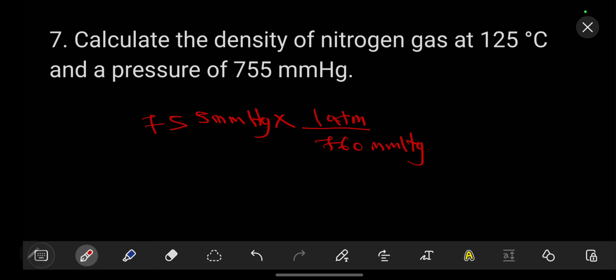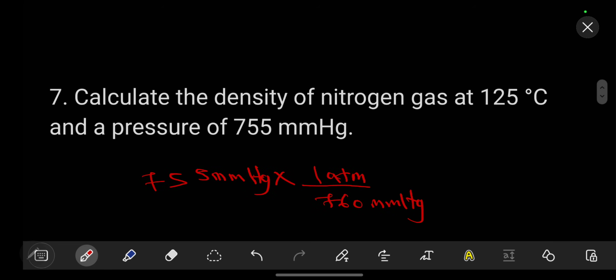So we are going to divide by this value in order for us to get the pressure in atmospheres. We get 0.9934. So in order for us to not waste time, whatever pressure you have, as long as it is in millimeters of mercury, we can always just divide by 760. So here we are just going to say 755 millimeters divided by 760 to get the pressure in atmospheres.